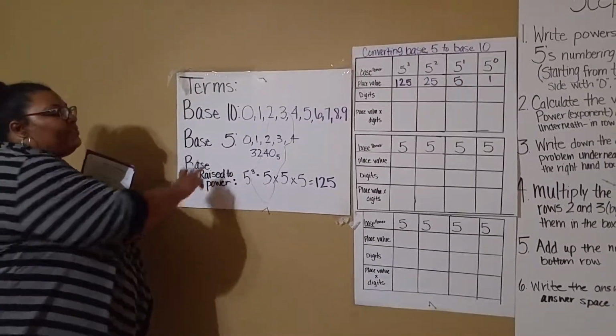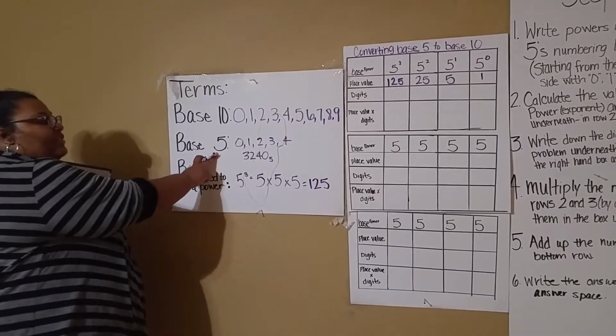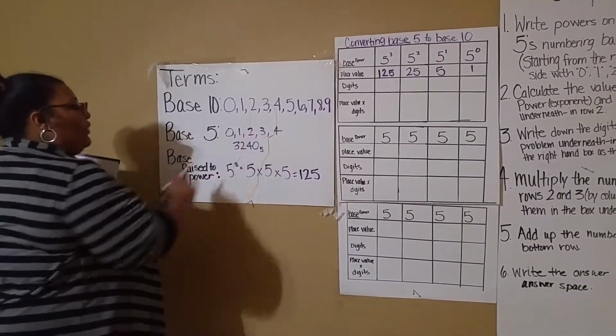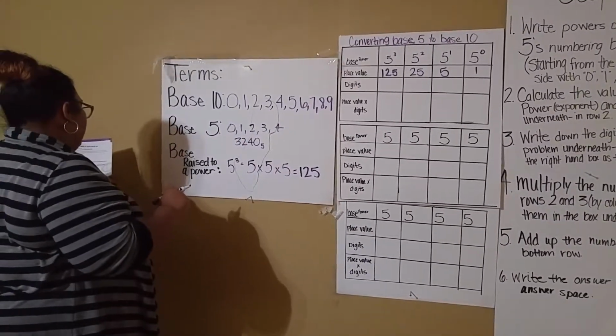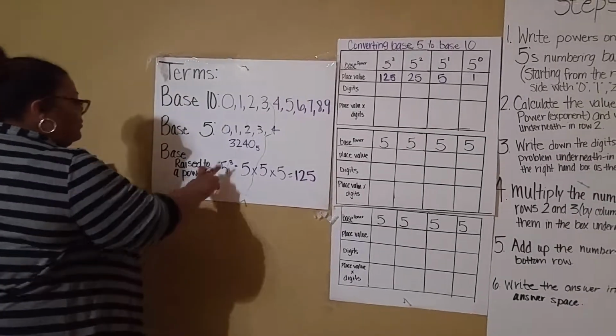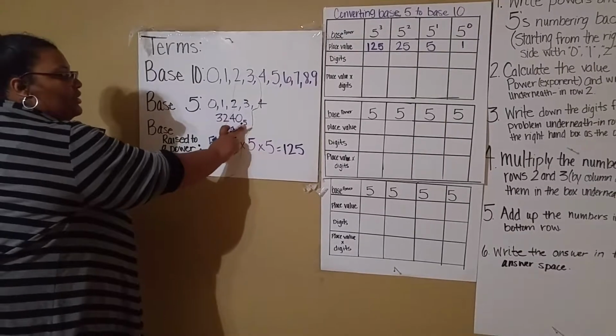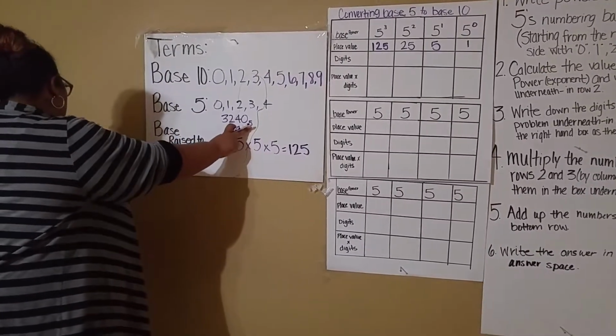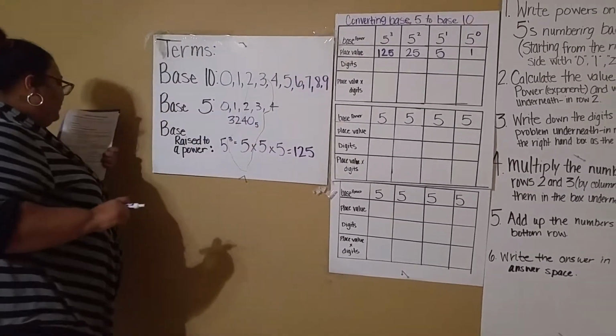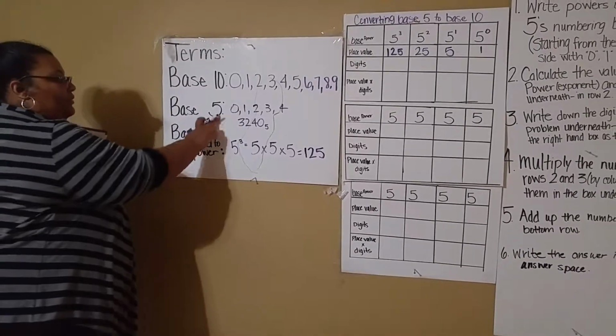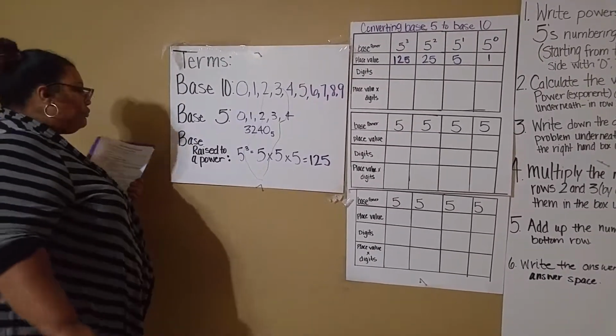Our next term is base 5. It has 5 digits from 0 to 4, and it has a notation that looks like this. 3,240 with a subscript 5. This little 5 here is called a subscript. It tells us what base we are using, and we are only using base 5 today.